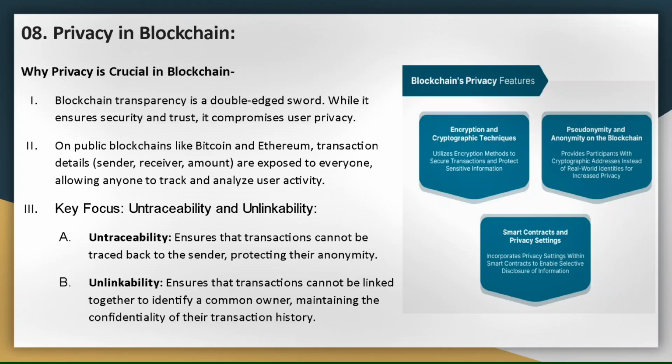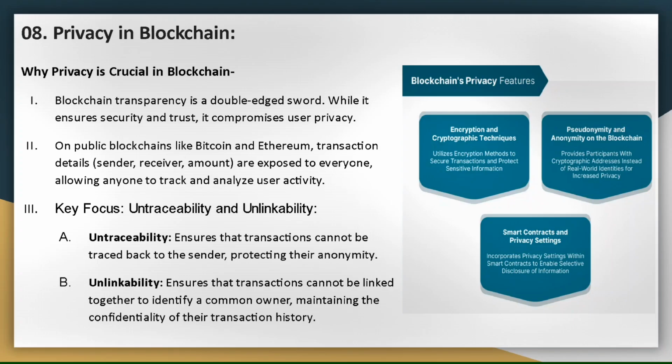So our key focus in privacy is untraceability and unlinkability. Untraceability ensures that a transaction cannot be traced back to the sender, protecting its anonymity, while unlinkability ensures that transactions cannot be linked together to identify a common owner, maintaining the confidentiality of transaction history.